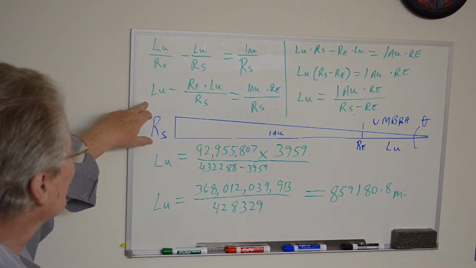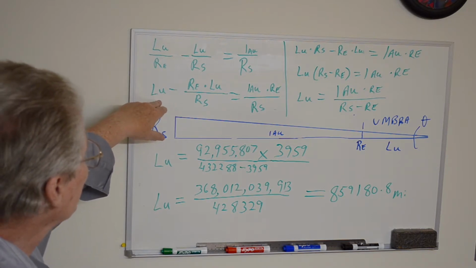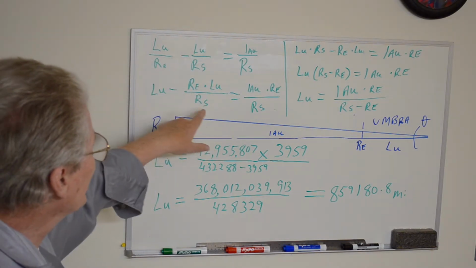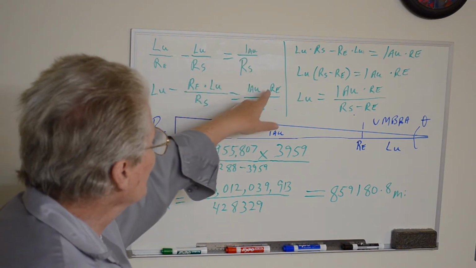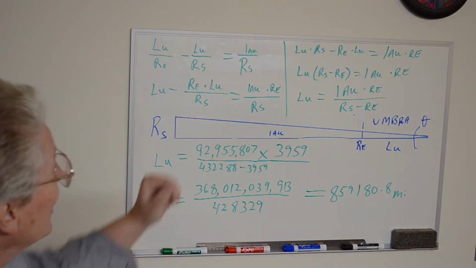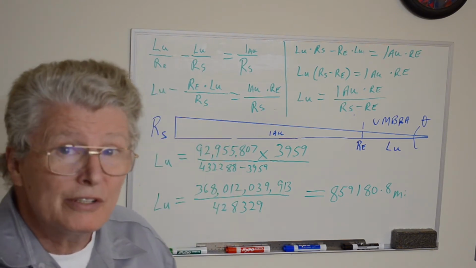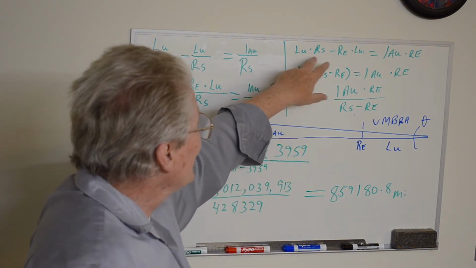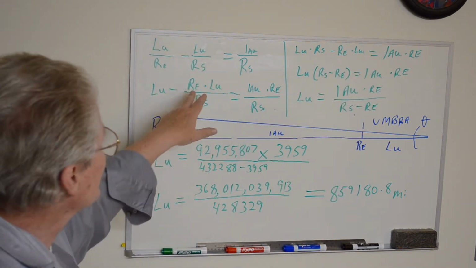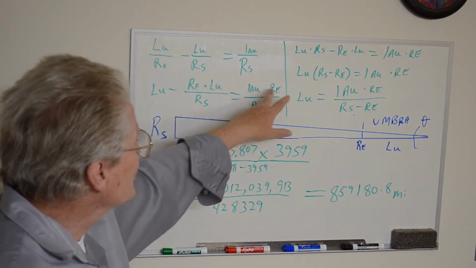The next step is we're going to multiply through by RE, and that leaves LU, the length of the umbra, alone, and it adds the RE up here. So RE times LU over RS equals 1 AU times RE. So we multiplied both sides by RE, which is allowable in algebra. And we come up here and we multiply through again, this time by RS. We want to get rid of all these denominators. So now we have LU times RS, which is that term there, minus RE times LU, which is this term here. That's going to equal 1 AU times RE, which is this term here.